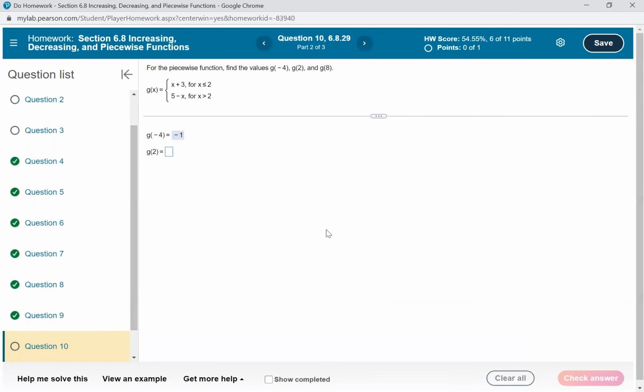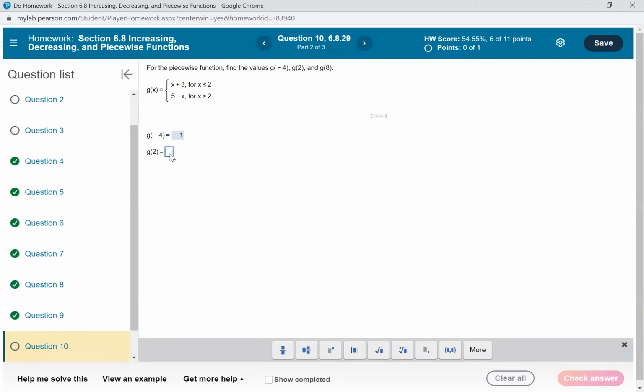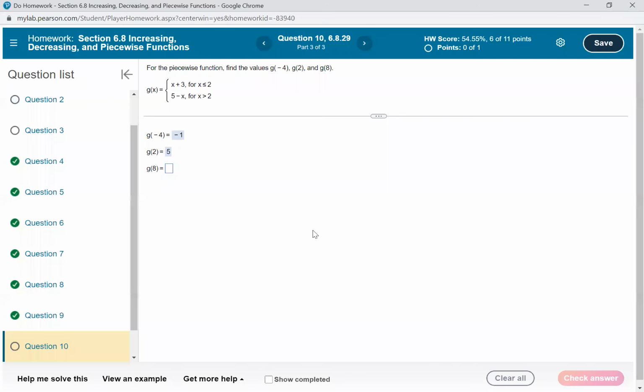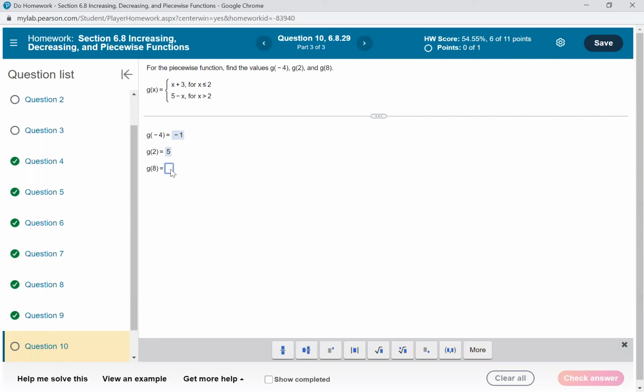All right, y'all, to find g of 2, top equation, bottom equation? First one. All righty, so that means put a 2 in for that x, and what do we get? 5, because remember that's a 2 plus 3, so that'd be 5. Okay. G of 8, top equation, bottom equation? The bottom. Okay, put 8 in that, we get 5 minus 8. Negative 3.